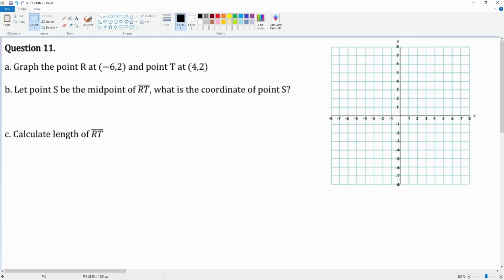All right, here we have question 11. We're going to graph those points. R equals -6, 2. It's right here. T is at 4, 2, right here. Let S be the midpoint of RT. What are the coordinates? Well, it is this.